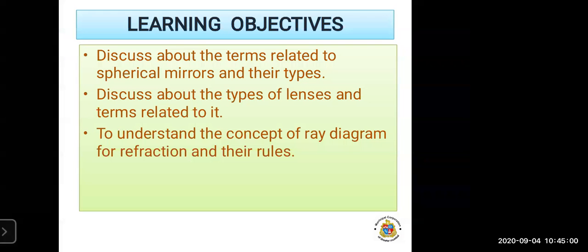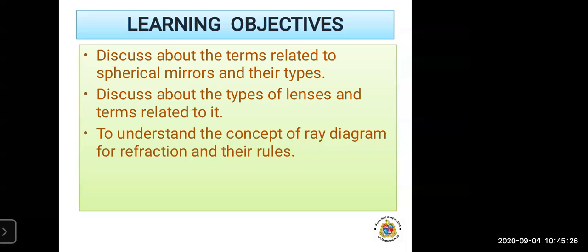The objectives of today's topic are, first, to discuss the terms related to spherical mirrors and their types. Second, to discuss the types of lenses and terms related to them. Also, to understand the concept of ray diagrams for refraction and their rules.